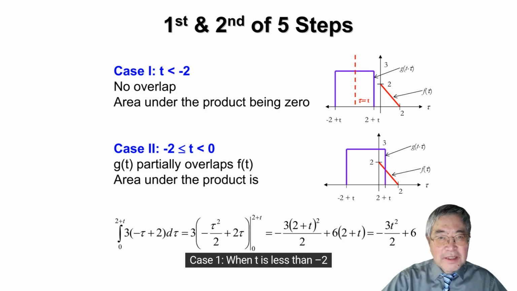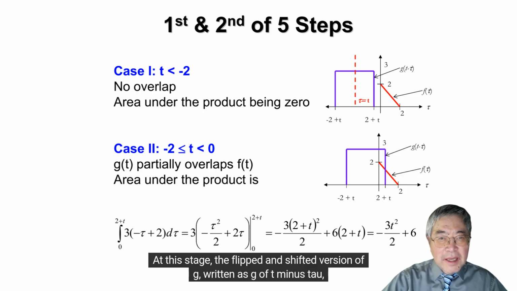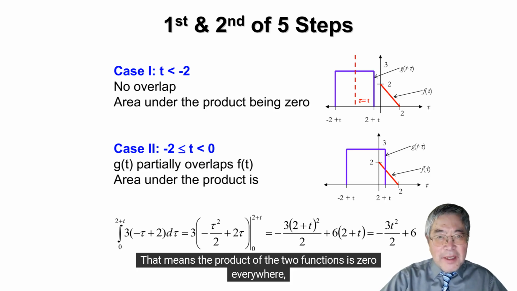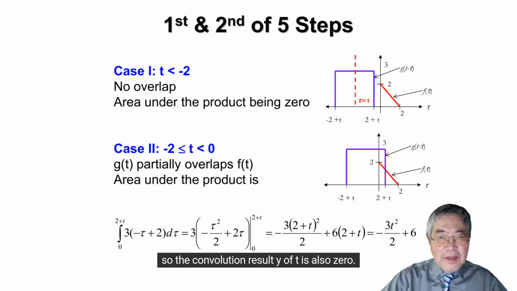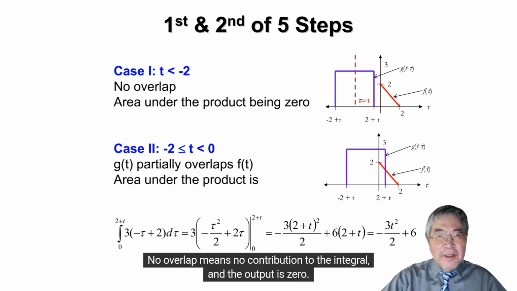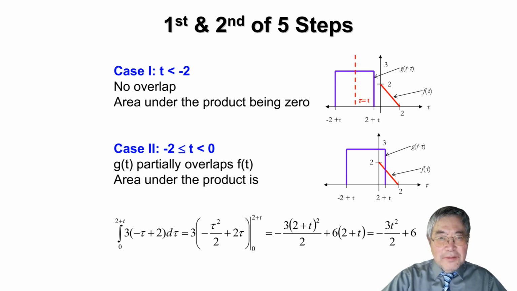Case 1, when t is less than 2. At this stage, the flipped and shifted version of g, written as g of t minus tau, is positioned so far to the left that it does not overlap with f of tau at all. That means the product of the two functions is 0 everywhere, so the convolution result y of t is also 0. This is our first insight. No overlap means no contribution to the integral and the output is 0.